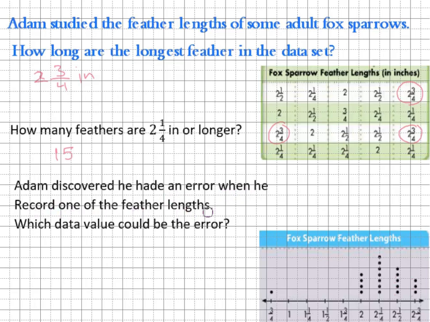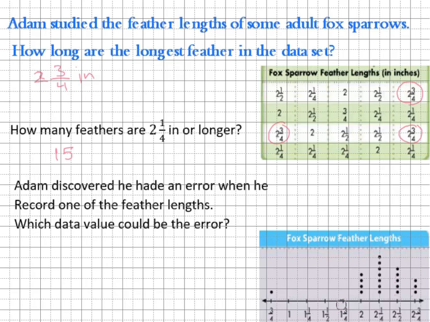He said here Adam discovered that he had an error when he recorded one of the feather lengths. Which data values could be the error? Here, maybe the error is 3/4. Why 3/4? Because it is very different from the others. It's maybe 1.75. How can we write it here?